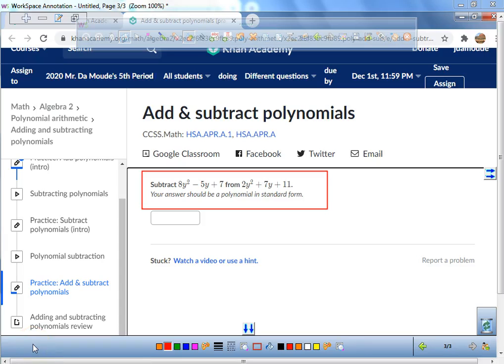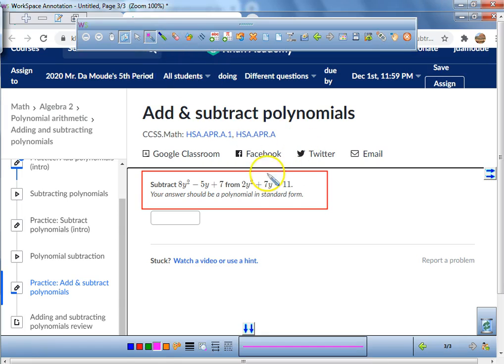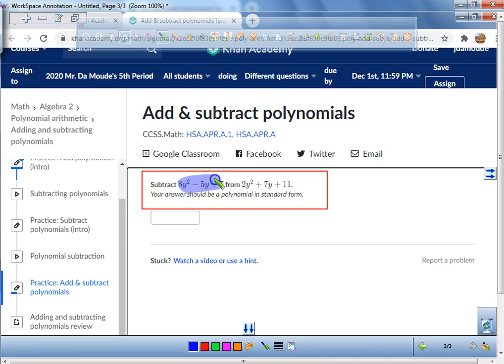All right, today what we're going to be talking about is how to add and subtract polynomials. Remember, add or subtract. Adding is a lot easier, subtracting is slightly more difficult. So it's very important when you're looking at what to do, you know the process. Now this says subtract 8y squared minus 5y plus 7. It says subtract this from 2y squared. So what is subtracting? It means you're taking this away from this.